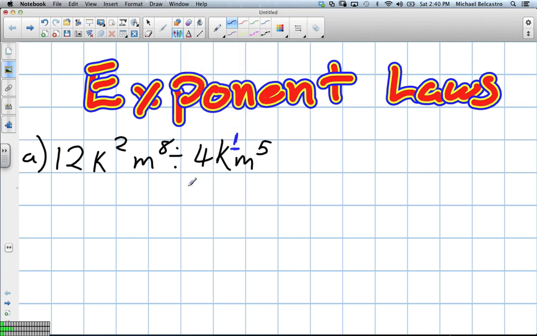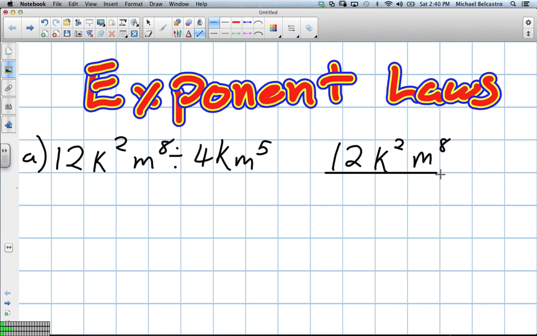Now what we're going to do is write it like a fraction so we can line up our like terms. So we have 12k squared m8. And then, because division is the same as a fraction, I'm going to put my coefficients, which are the numbers, underneath each other, the k's underneath each other, and this time I'm going to write the 1 in, because there is a 1 there, and m to the 5. And this way, we can use our exponent laws, which I think you remember them all. If not, you can always go back and take a look, right? We can line them up.